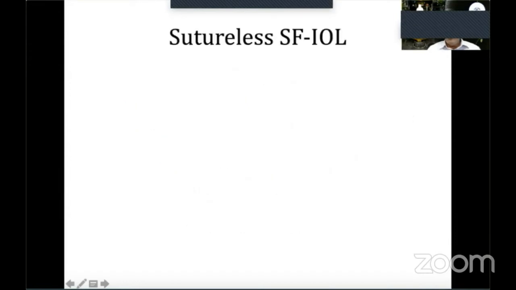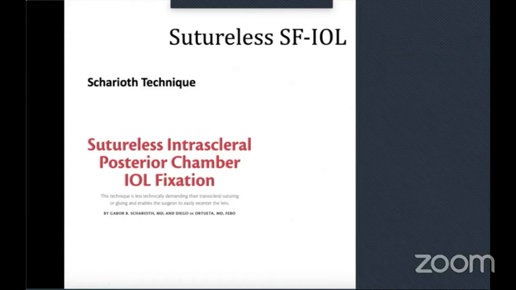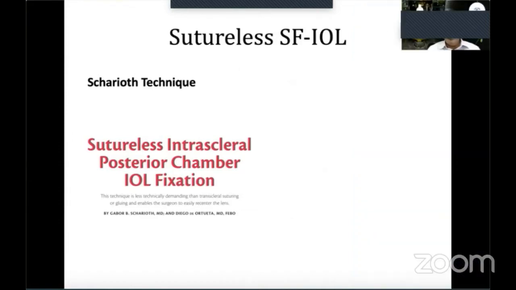You all know the genesis of sutureless scleral fixation. Again, my good friend, Dr. Gabor, made this scleral tunnel, and then he came up with an excellent way of fixing the PCIOL, especially the 3-piece PCIOL, into the sclera, so that you don't have to fix it to the iris or use a suture way of fixing it to the sclera. So he did a sutureless way using a scleral tunnel.